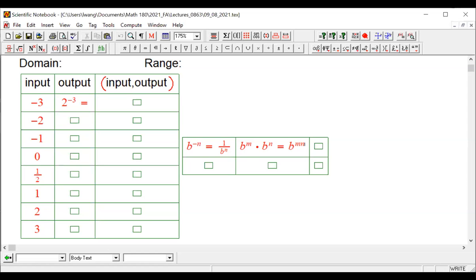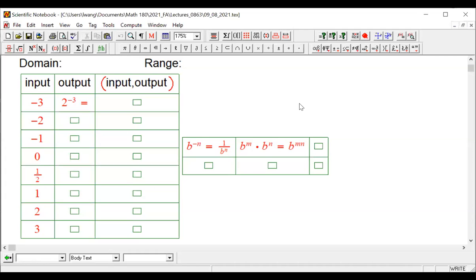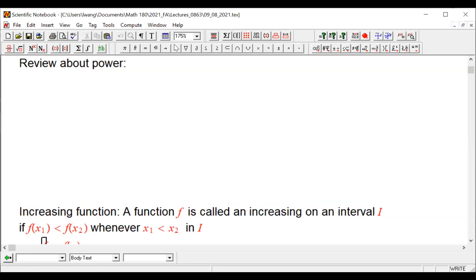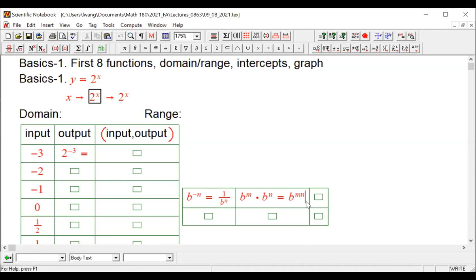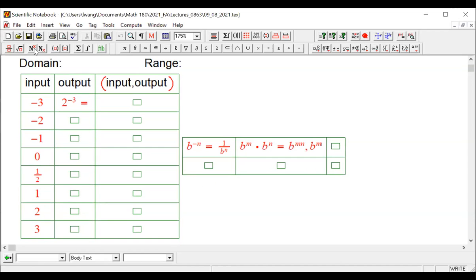Okay, obviously we need some more review on these topics. Let's do some more review. Review about power. Oh wait, no, it would be m plus n, right? Okay, so we have multiple choices: b to the power of m plus n, or m multiplied by n.